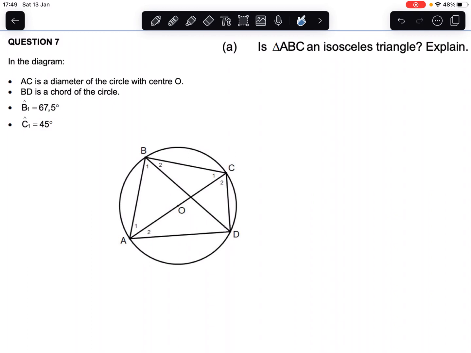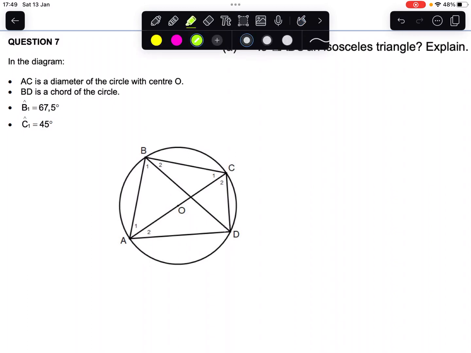In the diagram, AC is the diameter of the circle with center O. So I'm just going to highlight that for myself. Right, nice. I'm already seeing some angles in a semicircle. I'm not seeing any radii other than AO. So those are just some things that immediately stand out for me.